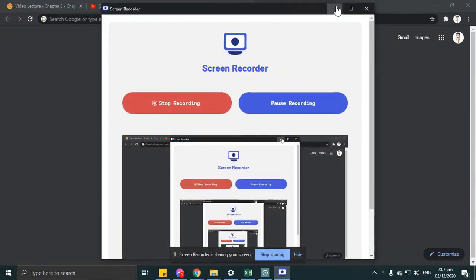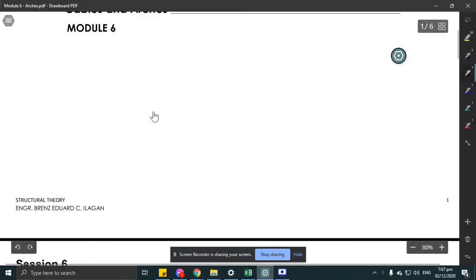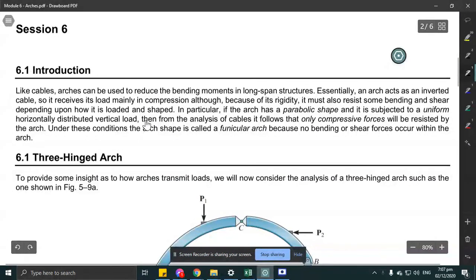Okay, so again, good evening sa inyong lahat. So our next topic is all about the arches. So before that, let's discuss first, or let's read first the introduction for arch.